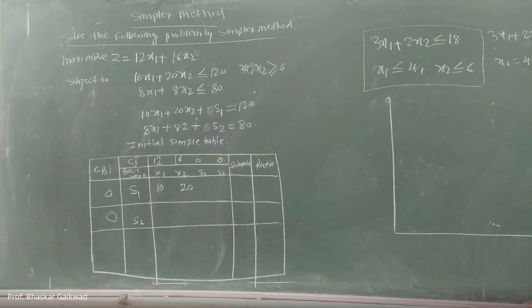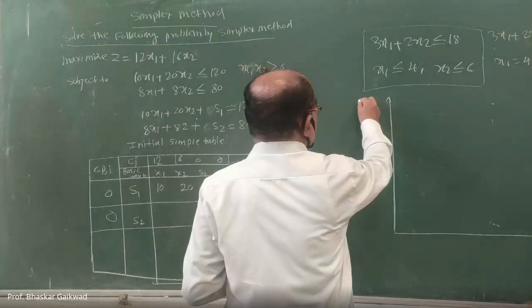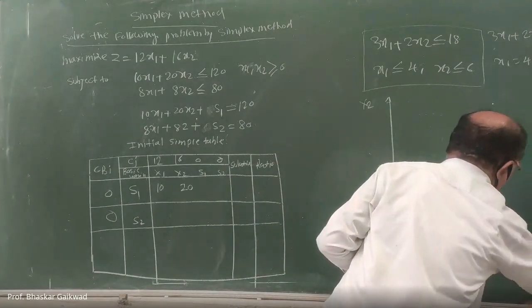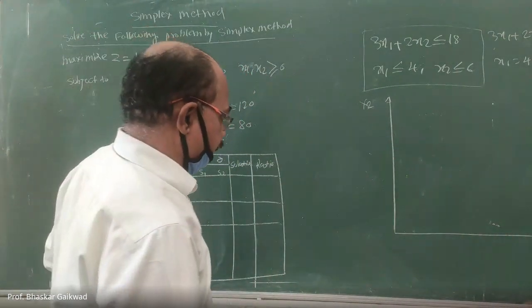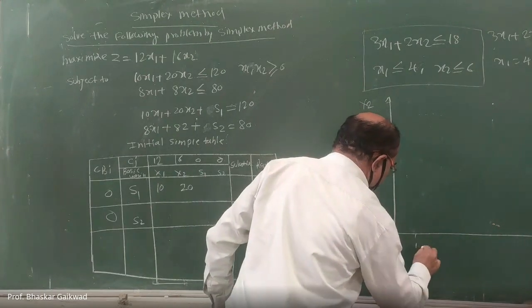As per our first equation, put x2 and x1 as 0. While calculating x1 you can put x2 as 0, and while calculating x2 you can put x1 as 0. On the x-axis x1 should be there and on the y-axis x2 should be there.